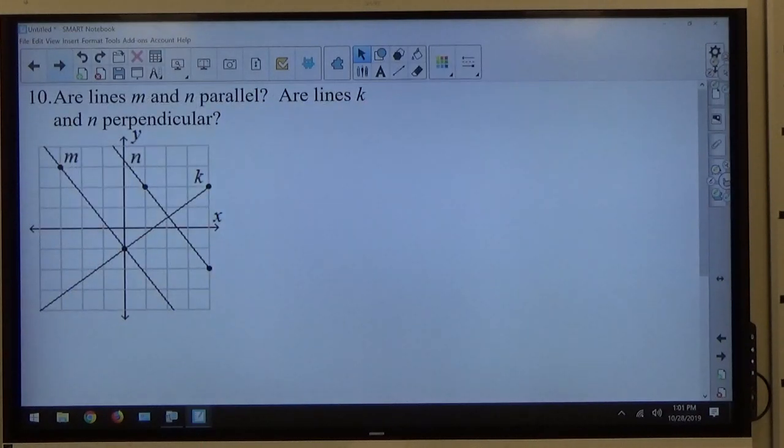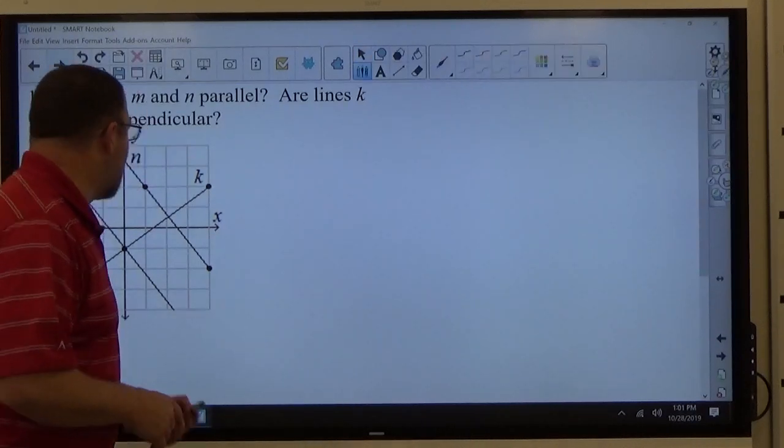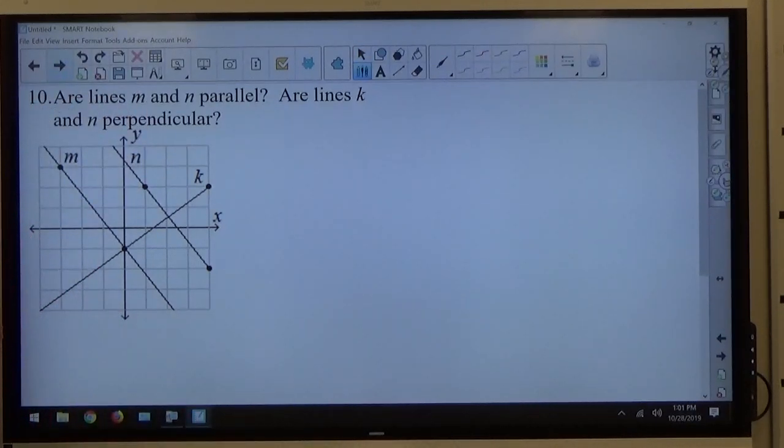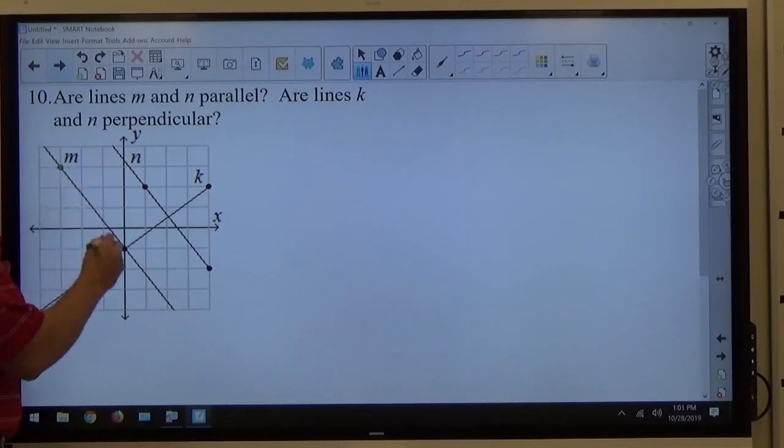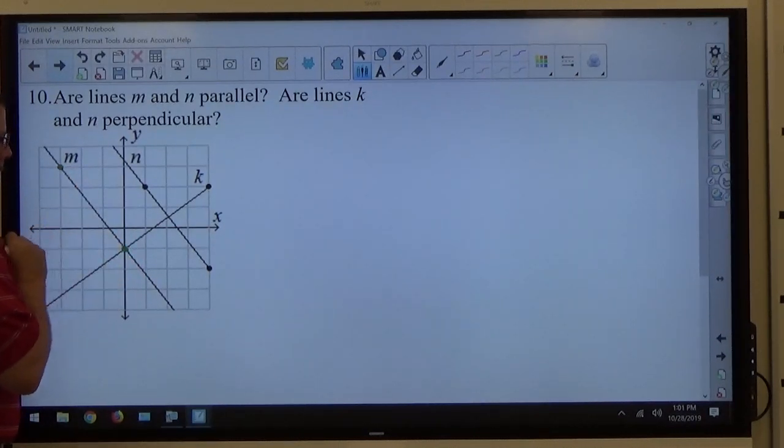Number 10. On 10, I'm going to give you either parallel-looking lines or perpendicular-looking lines, not both, but it's going to specifically ask you to find the slope of each line and then determine whether they're perpendicular or parallel. So in order to find slope, I need 2 points. I have 3 specific lines here. Let me look at line M. I first of all identified 2 points on line M.